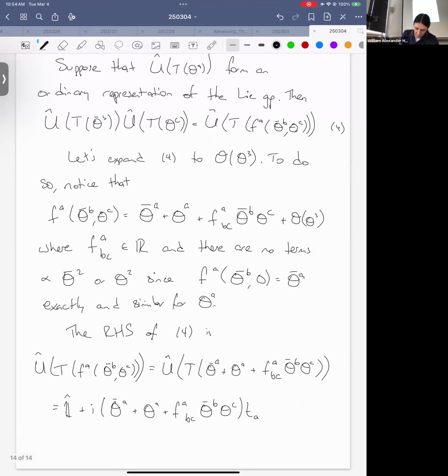And then we get the second order piece, plus 1/2 theta bar B plus theta B plus F B D E theta bar D theta E, and then theta bar C plus theta C plus F C F G theta bar F theta G.